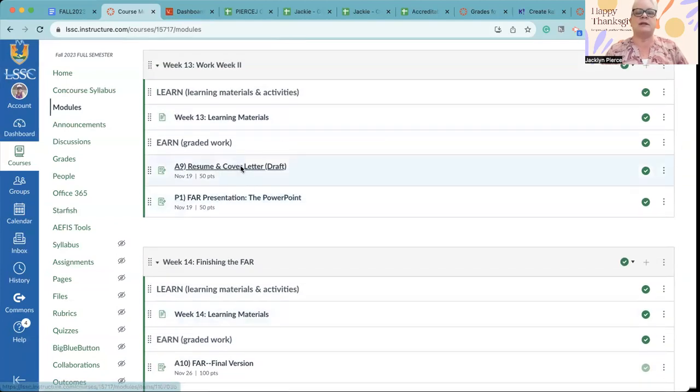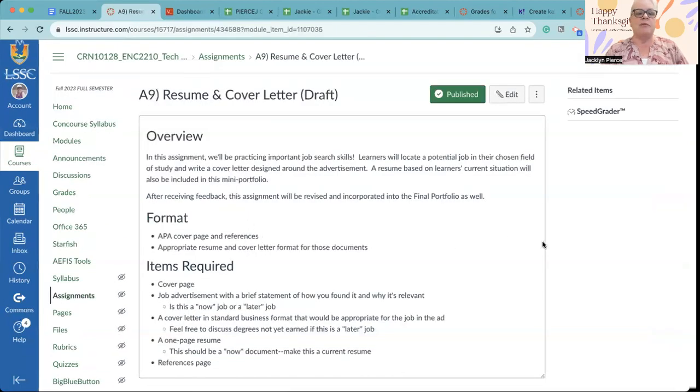So the only other assignment that you're working on this week is the resume and cover letter. We have been learning about things related to resumes and cover letters throughout the last few weeks. You are going to have essentially 3 pages of your own creation, plus I want to see a job ad that you are responding to. So you'll have an APA cover page. You're going to have the job advertisement with a brief statement of how you found it and why it's relevant.